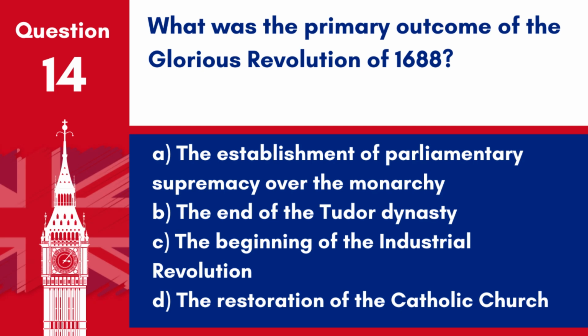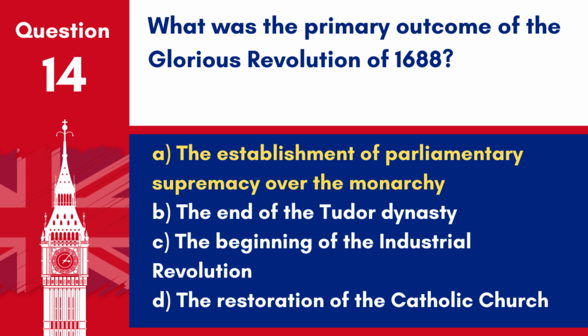Question 14. What was the primary outcome of the Glorious Revolution of 1688? A. The establishment of parliamentary supremacy over the monarchy. B. The end of the Tudor dynasty. C. The beginning of the Industrial Revolution. D. The restoration of the Catholic Church. Answer. A. The establishment of parliamentary supremacy over the monarchy.